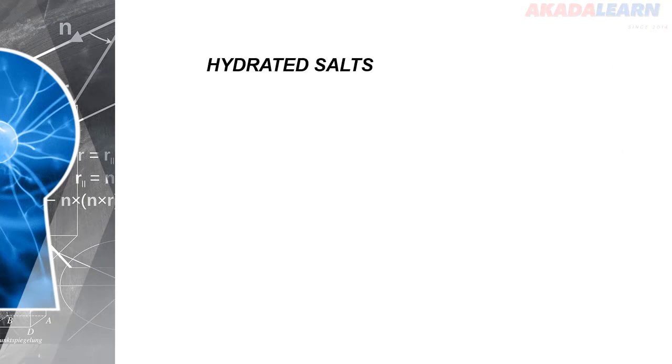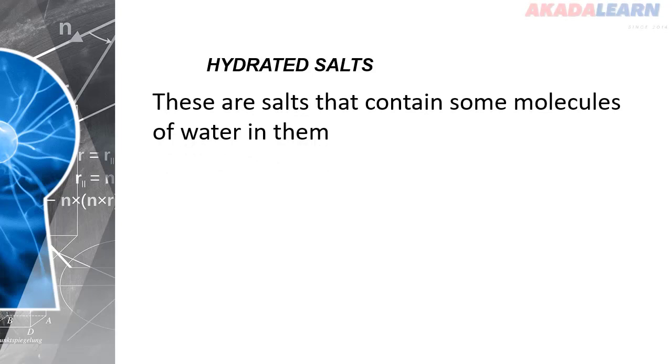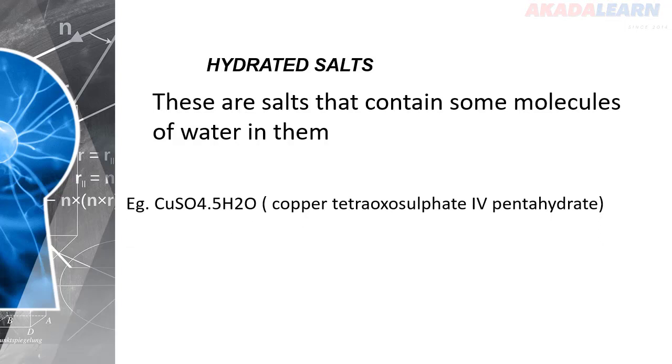The next type of salt we'll be dealing with is the hydrated salt. These are salts that contain some molecules of water in them. Example: copper(II) sulfate pentahydrate. You can see the equation on the slide.